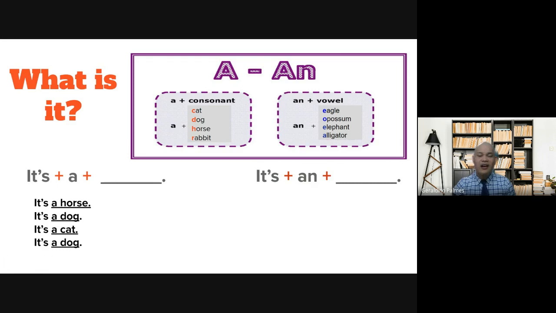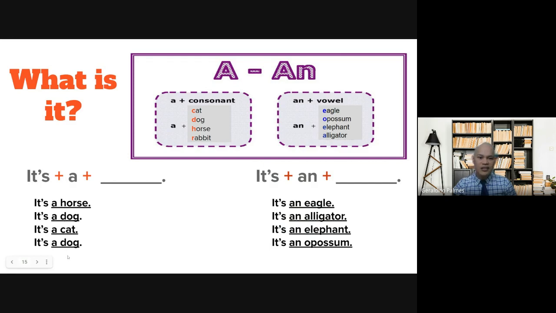Now let's make sure all these objects begin with the vowels. What are the vowels? There are just five. A, E, I, O, U, right? Now let's look at examples here: an eagle, an opossum, an elephant, an alligator. Next, let's go back again to the grammar structure. What is it? It's plus an plus object. It's an eagle. It's an alligator. It's an elephant. It's an opossum. So here, H, D, C, D are all consonants. And here E, A, E, O are all vowels.